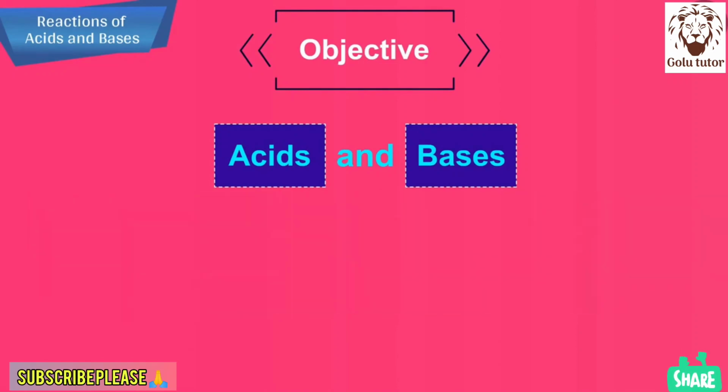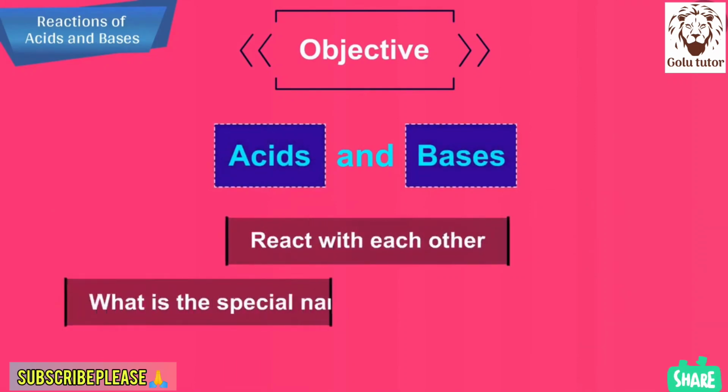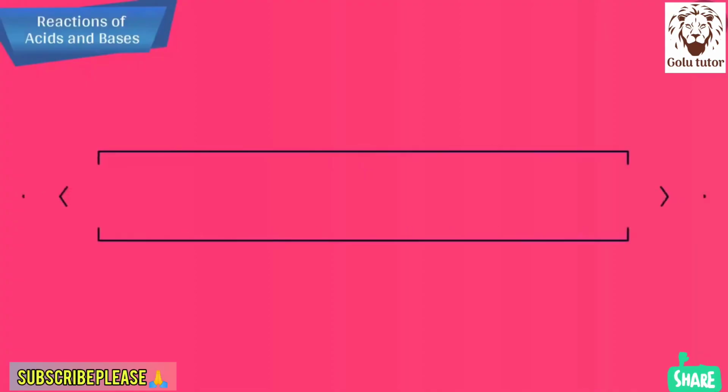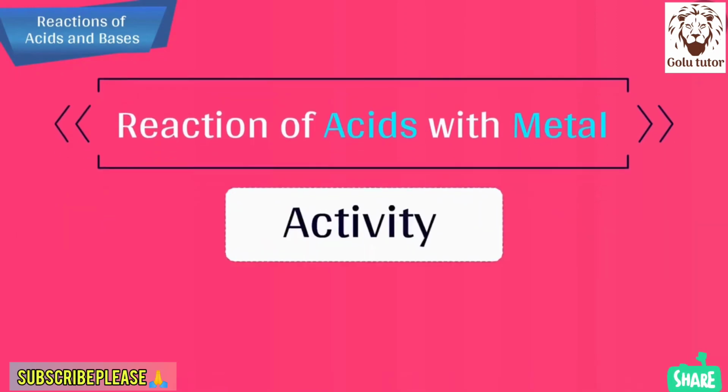We will also learn how acids and bases react with each other and what is the special name given to such a reaction. Let us now begin with the first reaction, that is, reaction of acids with metal. Let's see how a metal reacts with acids with the help of an activity.